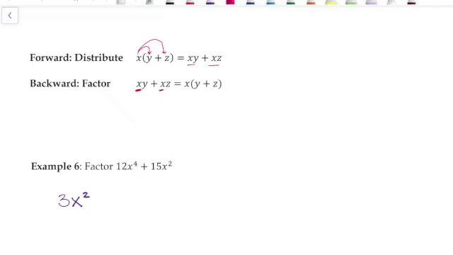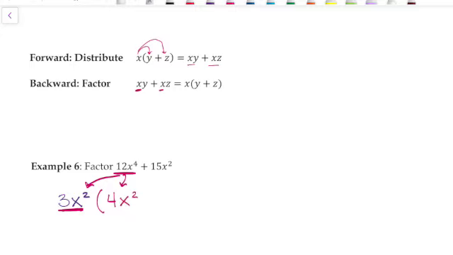And that is fine, this just takes practice. What you want to think about is what would I have to multiply 3x squared by to get 12x to the 4th? In other words, we're pulling 3x squared out. What are we left with? Two different ways to think about it. Pull out 3x squared. From here, what are we left with? Well, let's see. 3 times what is 12? That would be 4. x squared times what is x to the 4th? That would be x squared.